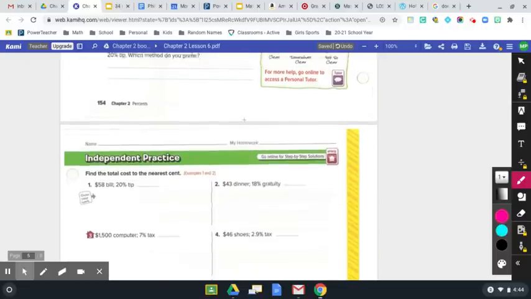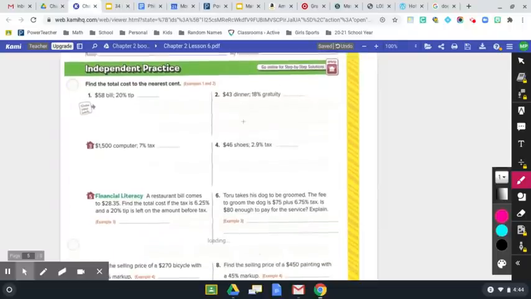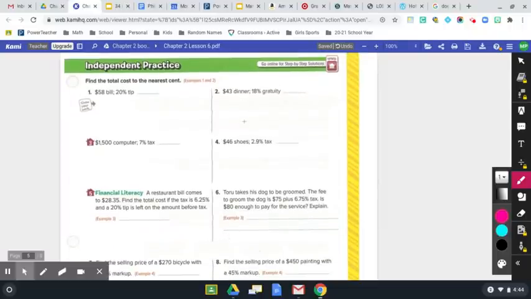Okay, let's try, let me go here. Yep, let's go to independent practice. I'm going to stick to keeping the tax problems together, and then we'll go back and do tip. So independent practice is on the next page, page 155. Let's take a look at number 3.